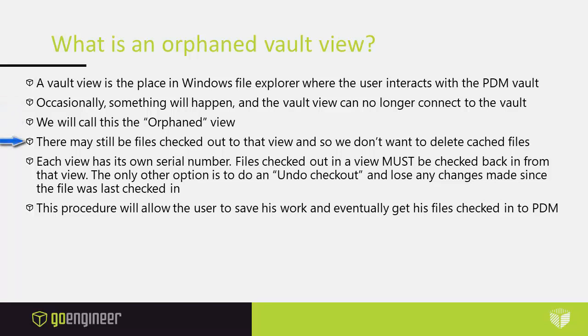Now there may still be files checked out to that view, so we don't want to delete the cached files. Each view has its own serial number. Files checked out in a view must be checked back in from that view. The only other option is to do an undo checkout on those files, and you lose any changes made since the last time the file was checked in. Now the procedure I'll be showing you today will allow the user to save his work and eventually get his files checked in to PDM.